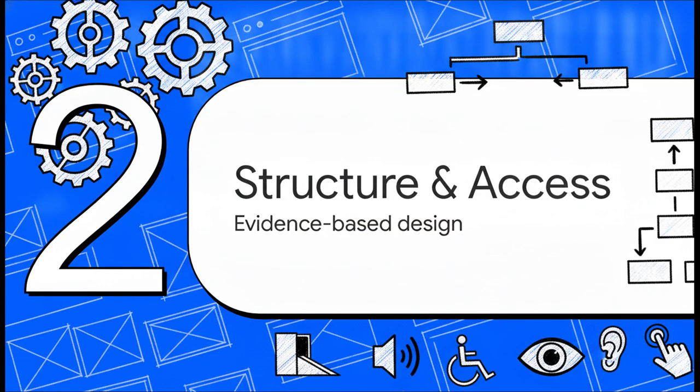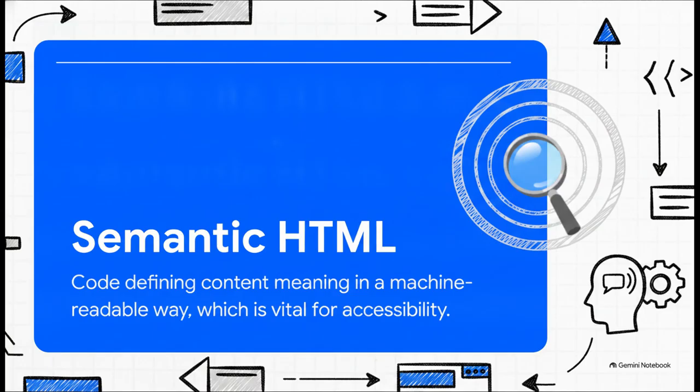Moving to Part 2, Evidence, Structure, and Accessibility, Evidence-Based Design. This is where we bring in the hard evidence from professional industry standards that we need to actually build a correct functional website. So what is semantic HTML? Basically, it's writing code that defines the meaning of your content in a machine-readable way, which is absolutely vital for accessibility. According to the MDN Web Docs, prioritizing the semantic structure over visual styling is exactly what ensures your web content is universally understandable. And that doesn't just mean by people looking at a screen, but by assistive technologies too.